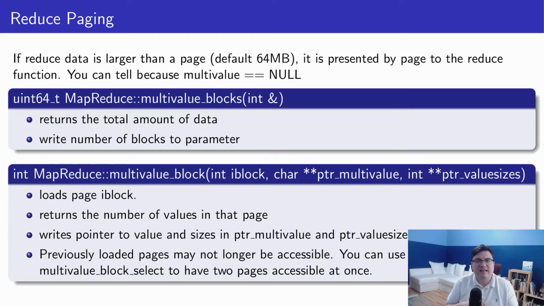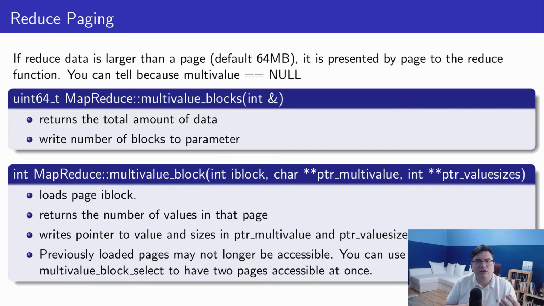MapReduceMPI manages its data in pages of 64 MB by default. If the data to reduce is larger than a page, then it splits the data in multiple pages which may be stored in the file system. Programmatically, you can tell that the reduction is composed of multiple pages because the multi-value is a null pointer. We can run the previous Monte Carlo code with a very high number of map tasks to see that it eventually segfaults because multi-value is null.